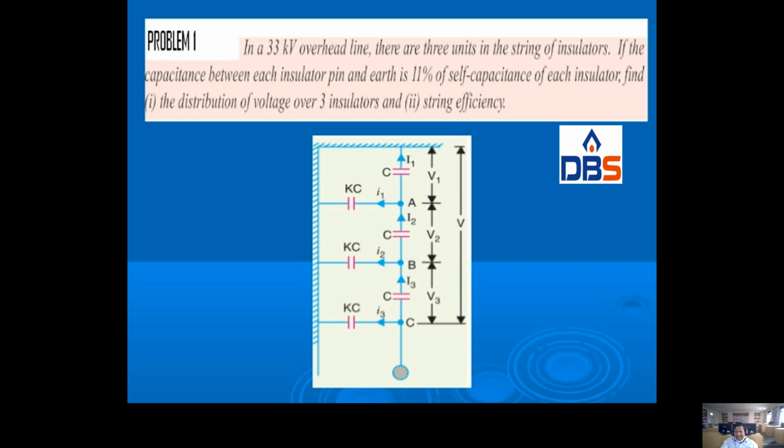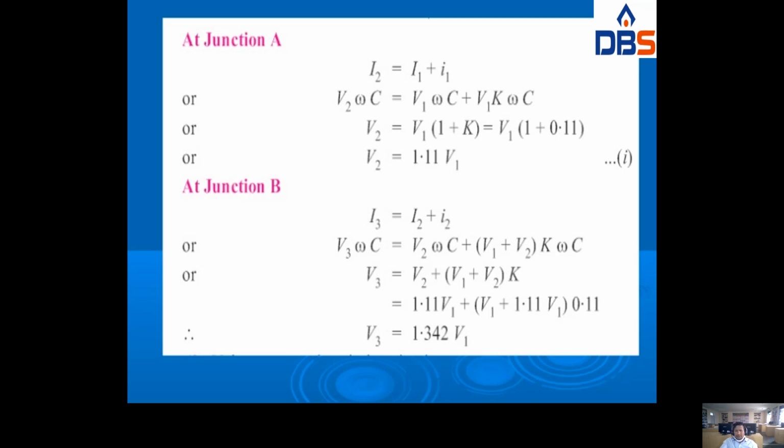Next, I3 is nothing but V1 plus V2 plus V3. So (V1 plus V2) K omega C; once again take omega C as a common factor and cancel it. V3 is equal to V2 plus (V1 plus V2) K. Substituting the V2 value and K value, we get V3 is equal to 1.342 V1. We know the V1 value, we know V2, we know V3.